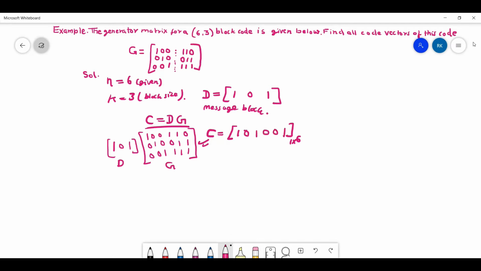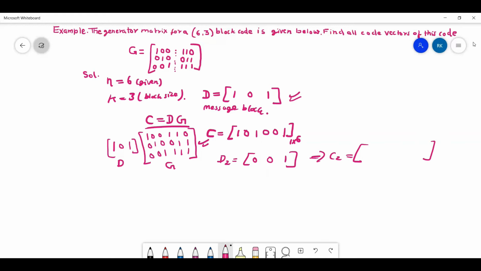Now other code vectors can be found in the same way. We have found this code vector corresponding to this message block by assuming that it is 101 only. So if we assume d2, say, equal to 001, we have correspondingly c2 equal to something else. By repeating this exercise, we can find all possible code vectors. I'm going to write some of them down here for you, and you need to verify it yourself.